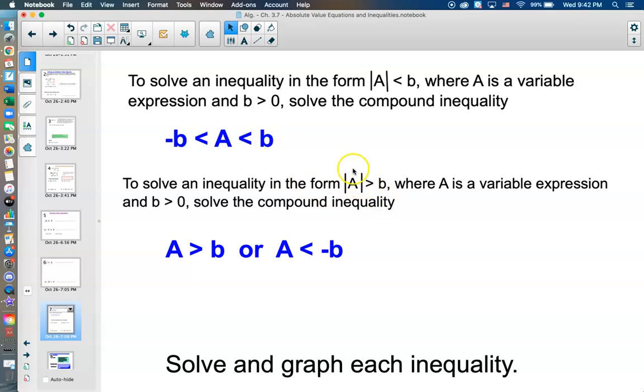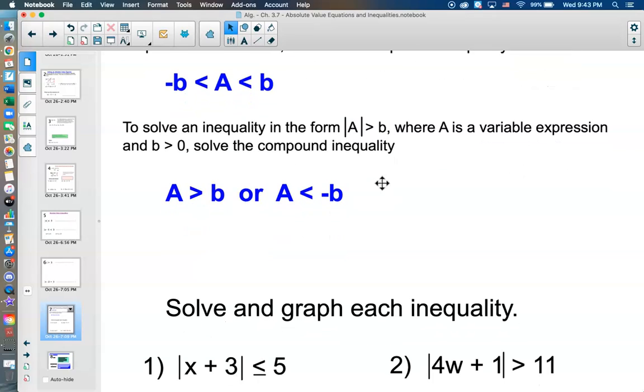Now, if you have the absolute value expression isolated and it's a greater than situation, that's going to be an or compound inequality. You're going to have that expression is greater than some number, or that expression is less than the negative version of that number. So again, just like the equations, you have to get the absolute value expression isolated. If it's less than the constant, it's an and compound situation. If it's greater than the constant, it's an or situation.